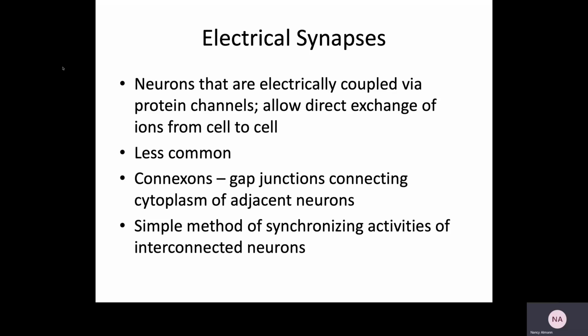Some neurons will communicate via what are known as electrical synapses. So this part is new to you guys. These neurons are going to be coupled electrically through protein channels, gap junctions, and that allows for direct exchange of ions in between the cells. These are not as common as the chemical synapses. The gap junctions that connect the cytoplasms of those neighboring neurons are known as connexons. And this is a very simple way of synchronizing the intercellular communication between those neighboring neurons.